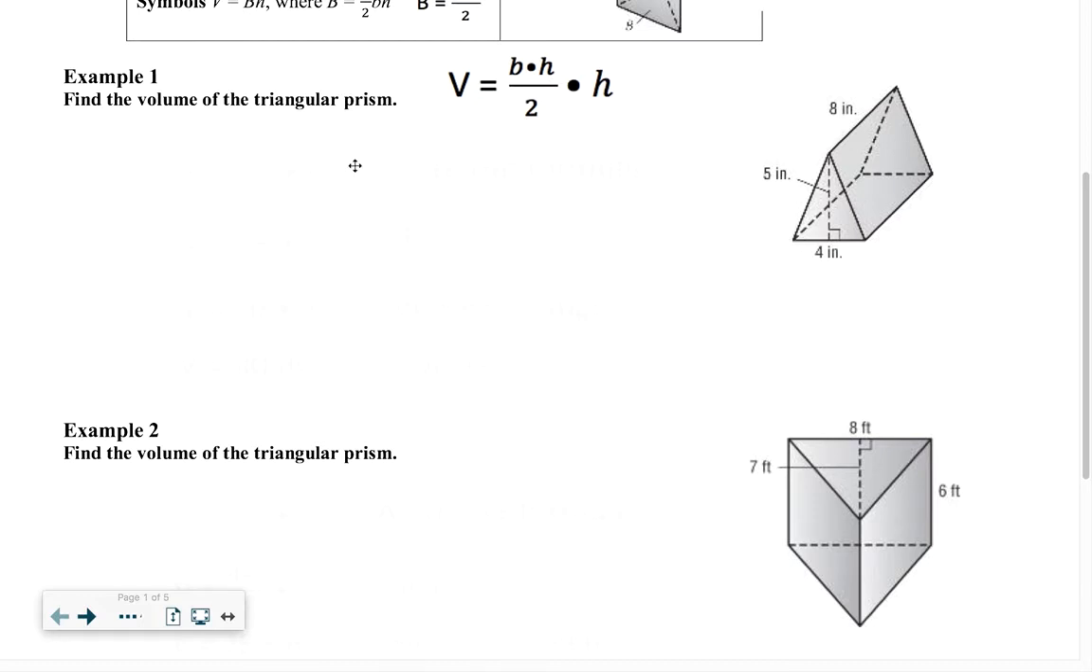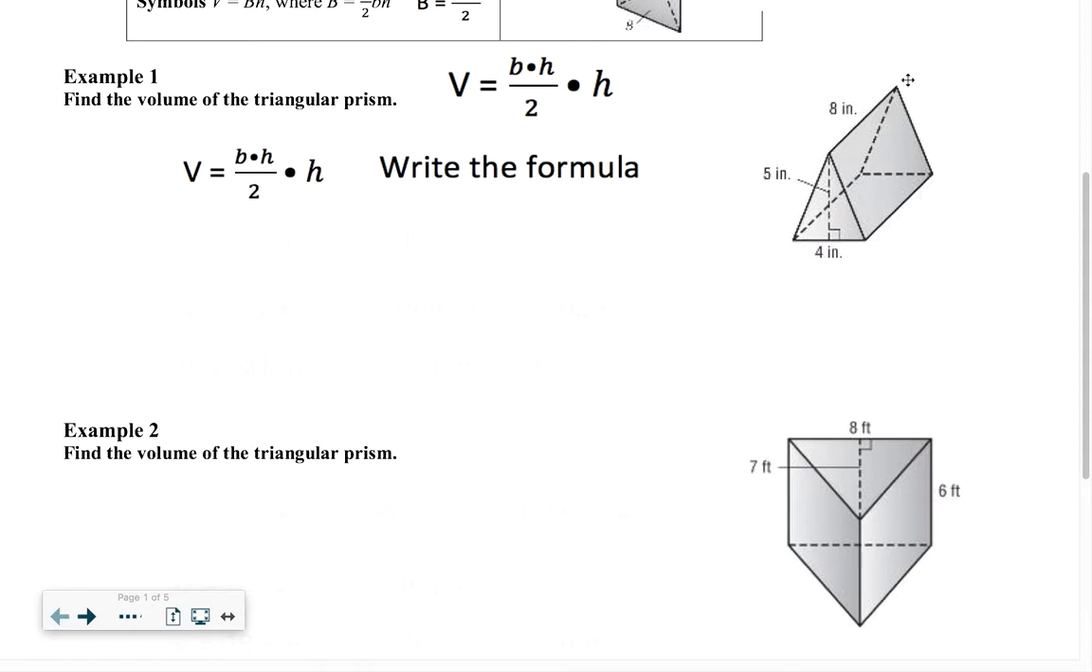So the first thing we're going to do is write the formula. That's going to be our first step. It's always going to be our first step. It lets us know what we're doing and how we're doing it. So it's volume equals base times height divided by 2. That's my triangle. Times the height of the prism. That's the distance between the two triangles.